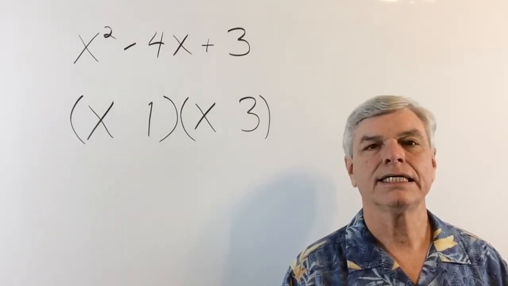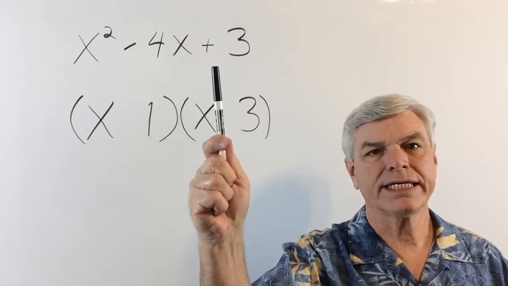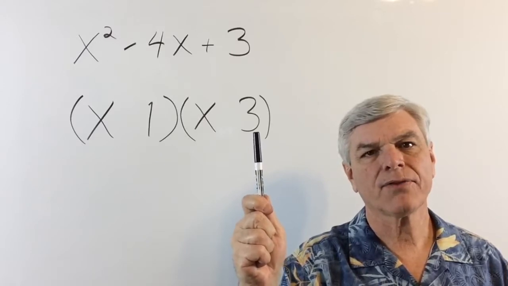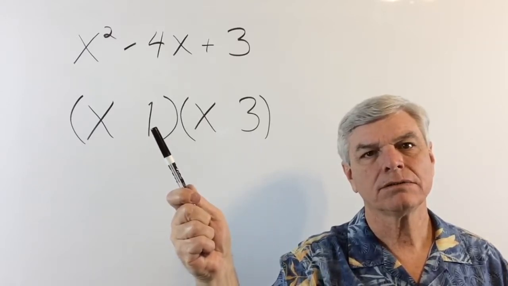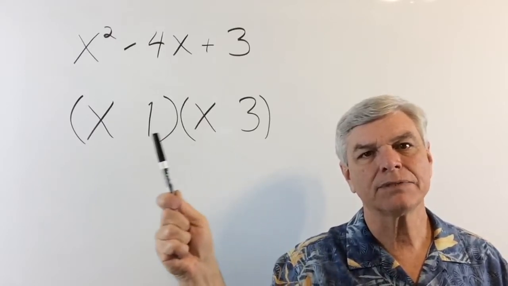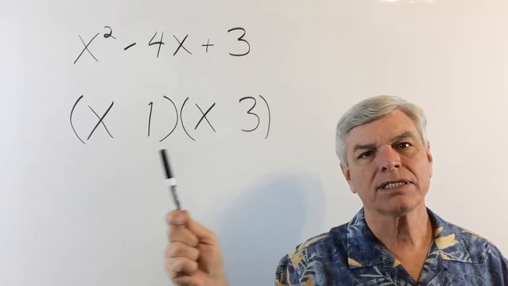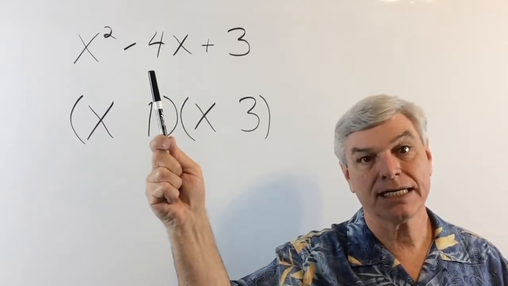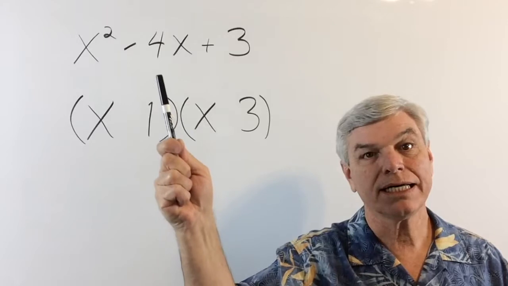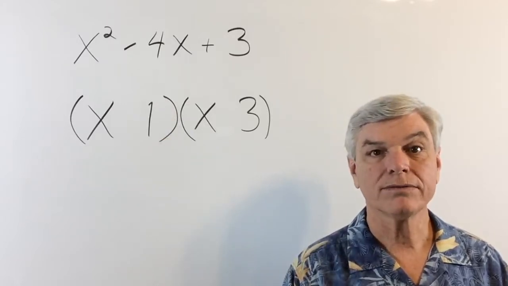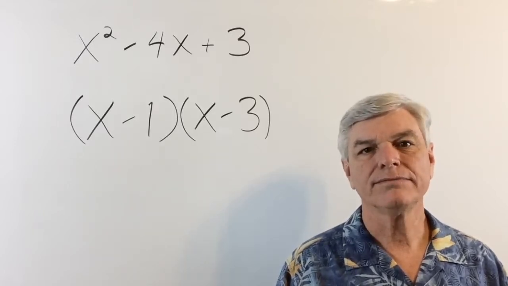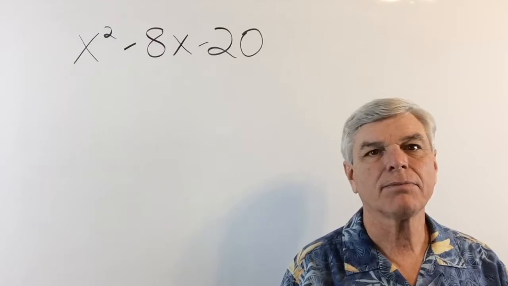Let's see. We got a plus 3, so we have to multiply 3 times 1, or we have to multiply negative 3 times negative 1. Well, 3 plus 1 equals positive 4. That's not correct. Negative 3 plus negative 1 equals -4. Well, that works real well. And that is your answer. I hope these are getting easier. Let's try another one.